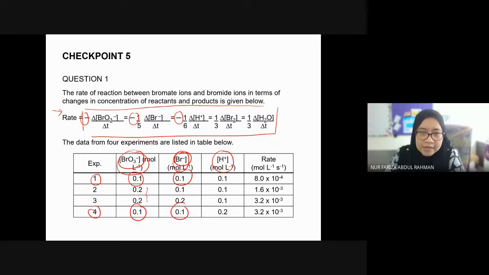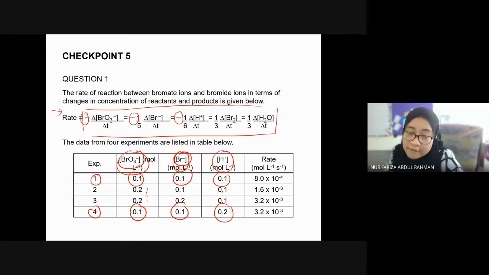Okay, same except for H plus. Okay, so that would be the ideal situation, based on what we have learned so far. You will tend to keep bromate and bromide constant and then find out how H plus differs. So we will go for experiment 1 and 4. That would be the ideal one.